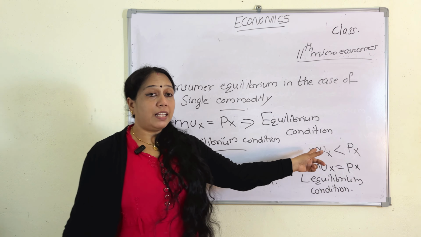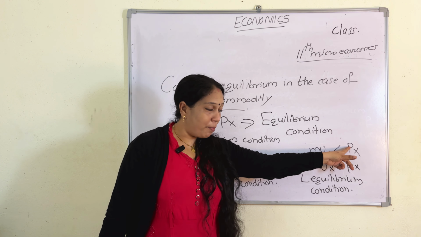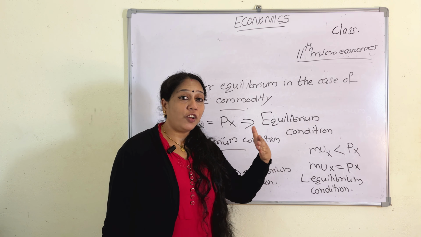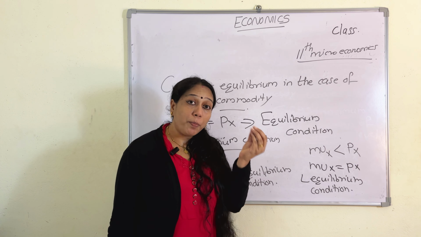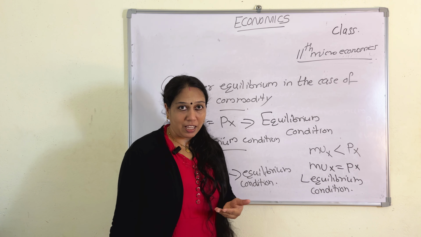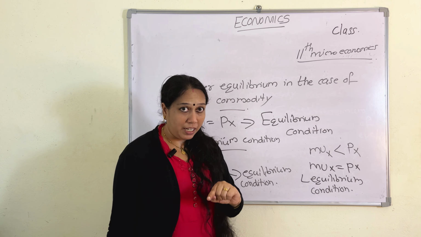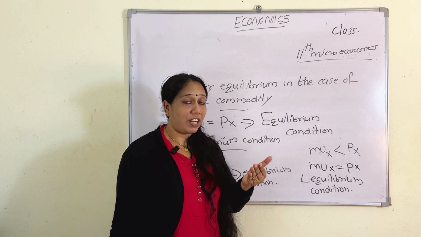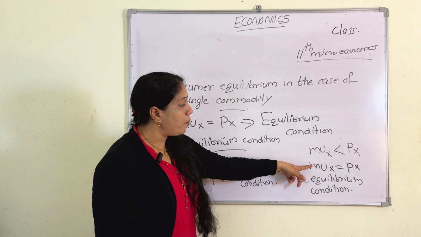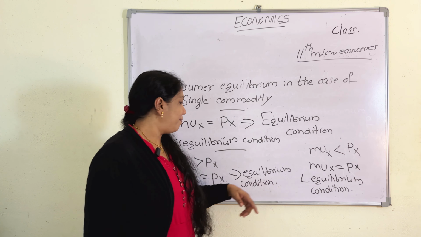Once again I will explain this. Marginal utility of X is here less than the price of the commodity. Then what will happen? If the marginal utility of a commodity is less compared to the price, the consumer reduces the consumption of that commodity. If for many months he is not eating that commodity and then one time eats it, your satisfaction or utility will increase, till MUX equals PX. This is the equilibrium condition.